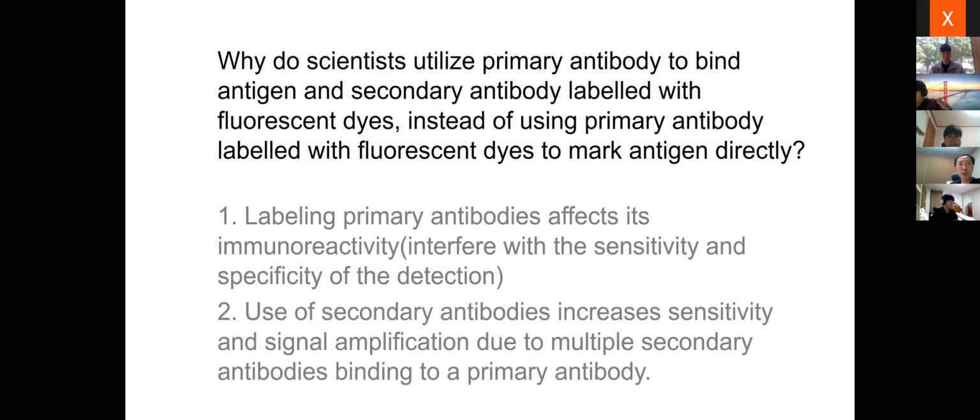With the original primary one, you can label only one. With the secondary, you can get multiple. But if you think about the symmetry of the antibody structure, how many secondary antibodies can bind to a primary antibody, do you think?